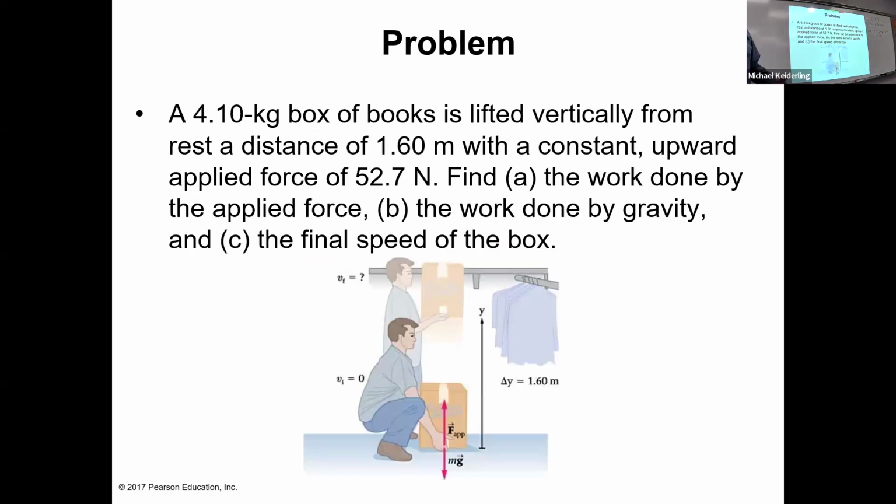So here is an example: a 4.1 kilogram box of books is lifted vertically from rest a distance of about 1.6 meters with constant upward applied force of 52.7 newtons. Find the work done by the applied force, the work done by gravity, and the final speed of the box.